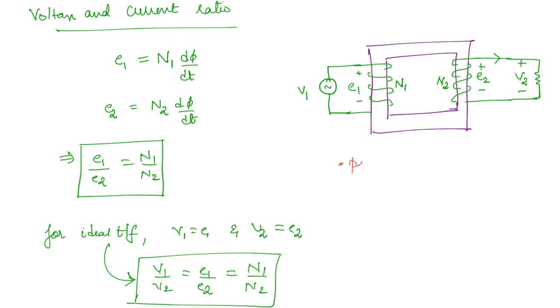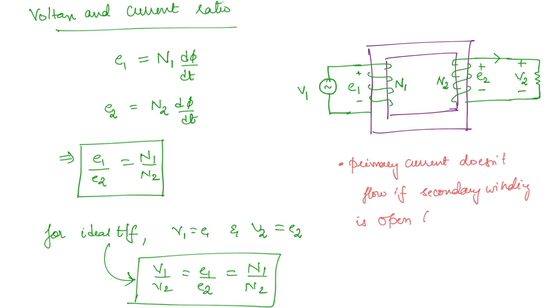So you can write: primary current does not flow if secondary winding is open circuited. That means at no load. Okay. So remember, this is for ideal transformer. For practical transformer, there is going to be a no load current, about which we will discuss. Now coming back to the current ratio. So let us say the current that is flowing in the secondary winding is I2. And if I2 flows, then some current I1 is going to flow here.